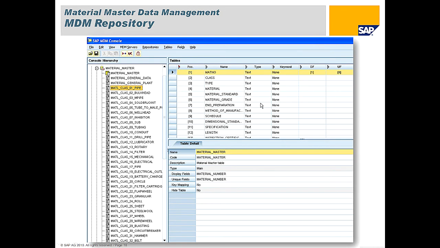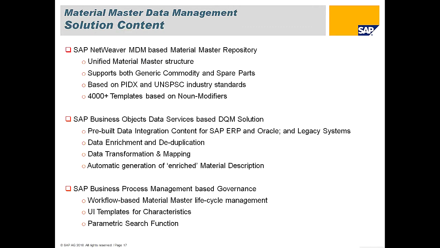So here are some of the screenshots of the solution we have built. As you can see on the MDM side, along with the standard material general data and plant-specific data, we have also built 4,000 plus noun modifier templates, and these templates can be leveraged for defining the taxonomy. And I want to highlight one thing. The solution covers the commodity materials as well as spare parts.